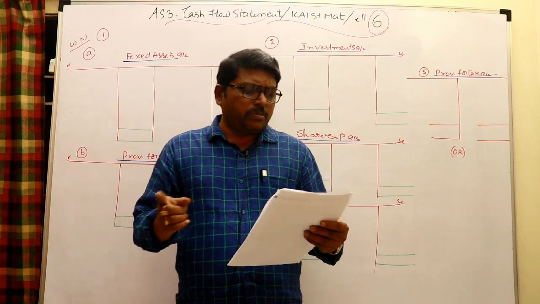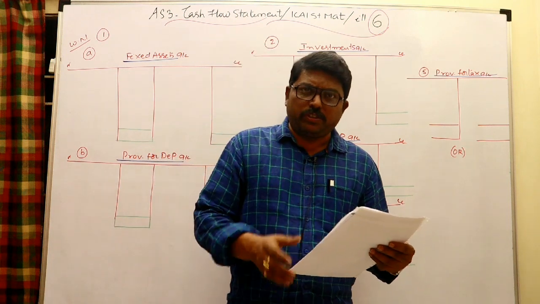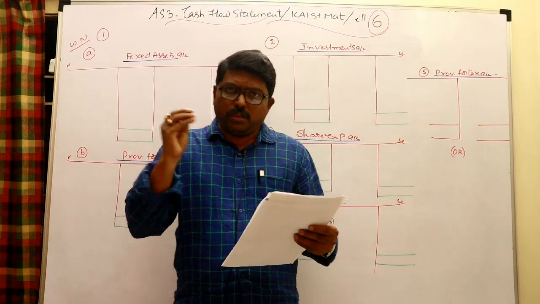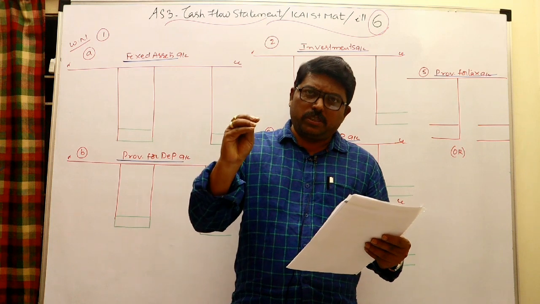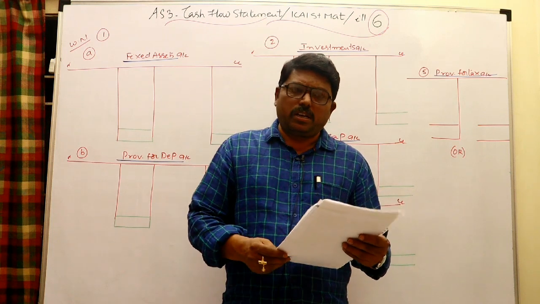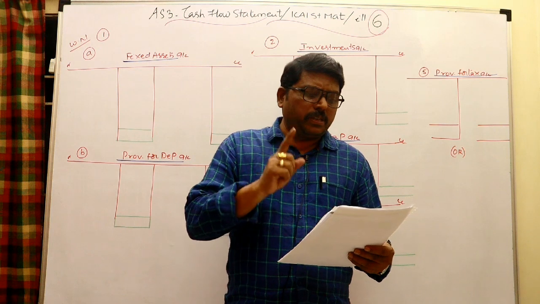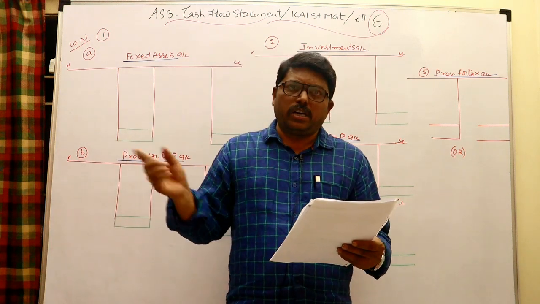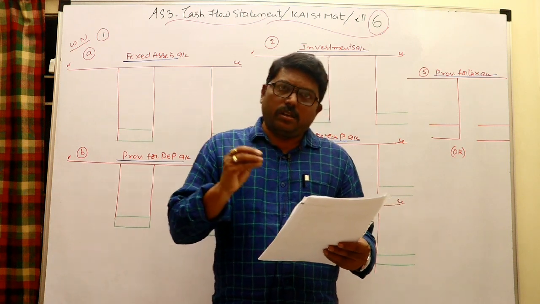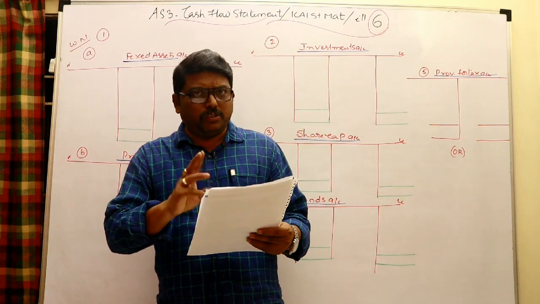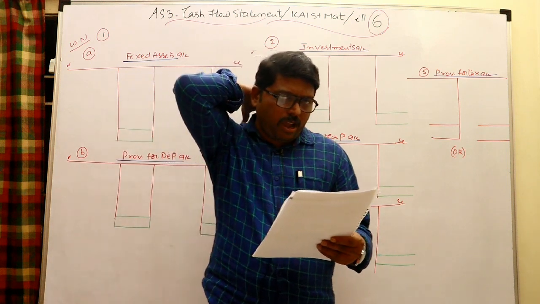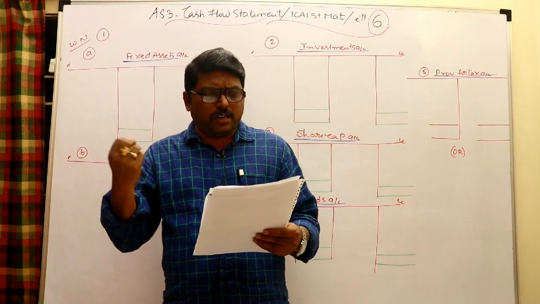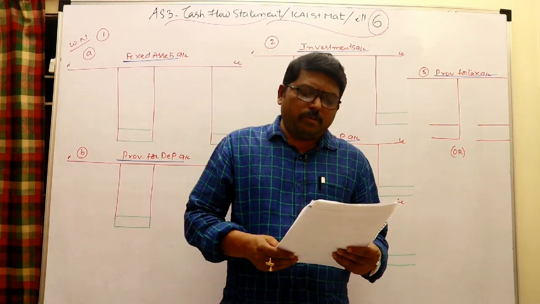Gain on sale of investments and loss on sale of plant should both be withdrawn, but you need not write them anywhere. Automatically, the amount received from the sale of plant and investments will be incorporated, and the gain or loss will be withdrawn. So interest expense and interest income should be withdrawn, and recorded in the financing and investing activities.